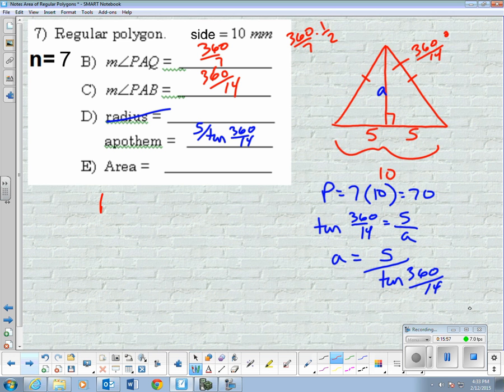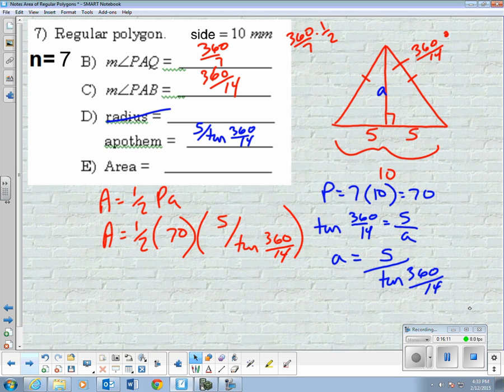So area is equal to 1/2 PA. So area equals 1/2. My perimeter is 70. My apothem is 5 divided by the tangent of 360 over 14. Now I like to remember that there's going to be a lot of parentheses here. So if I'm going to put this into parentheses, I'm going to have one here and here also, so that I remember that when I'm putting that in the calculator. All right, so let's go to our calculator.